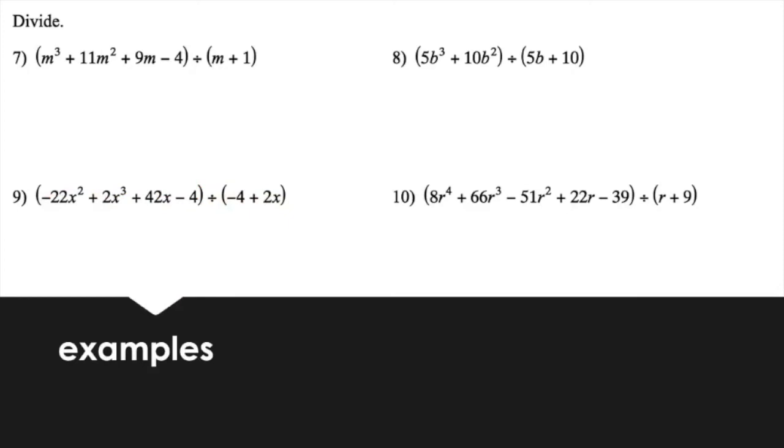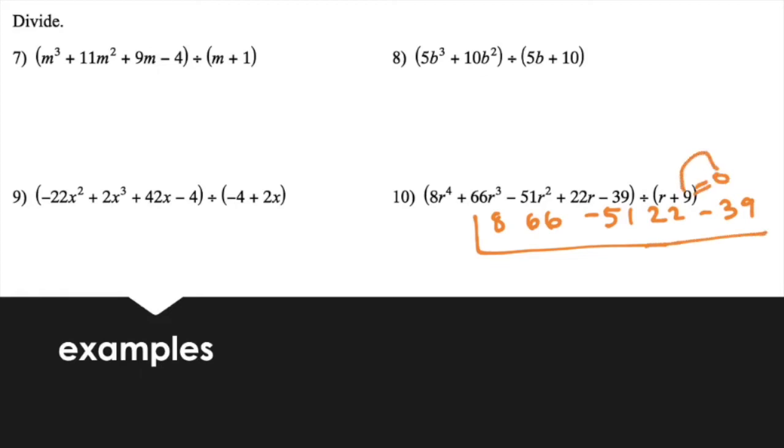Let's do number 10. Can I divide everything by a number? Since I have this r right here, I really can't divide anything. So this is just how it is. Do I add any spacers? I have a 4th power, 3rd, 2nd, 1, and none. So 4, 3, 2, 1, none. Nope. Don't need to add any spacers. I'm just going to take the coefficients 8, 66, negative 51, 22, and negative 39, and put them inside, and set that equal to 0.